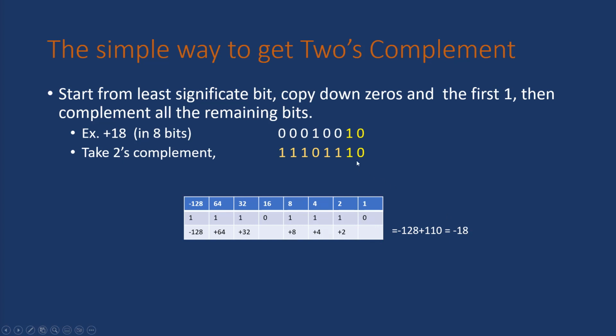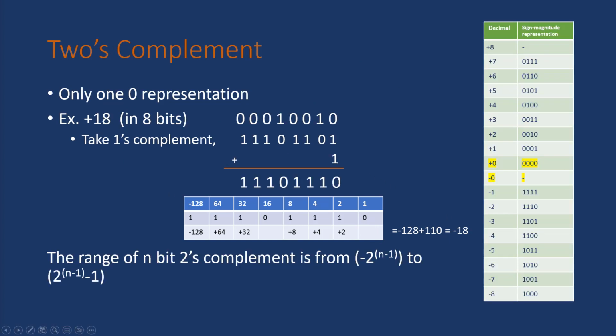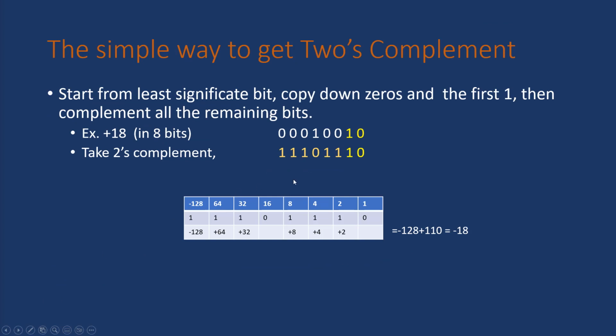Okay, this is exactly the same. This is very easy to understand. For example, if you invert first these 2 bits, and then if you plus 1, it's going to get it back. So that is why we directly copy down the 0s, copy down the first 1, and then invert. So we have this direct way to get two's complement data.